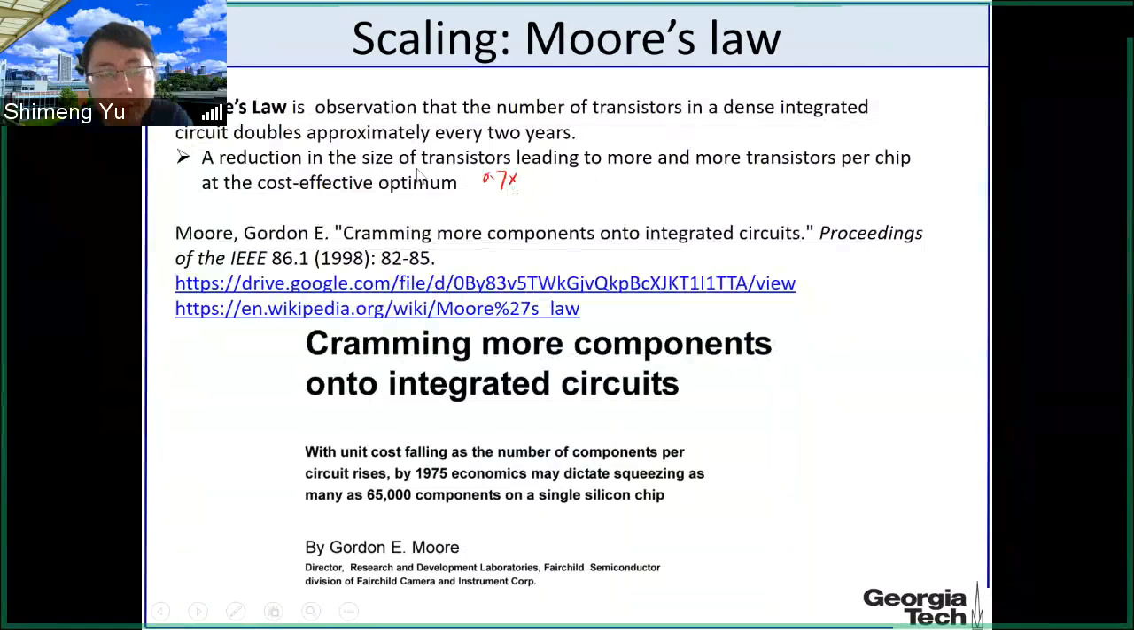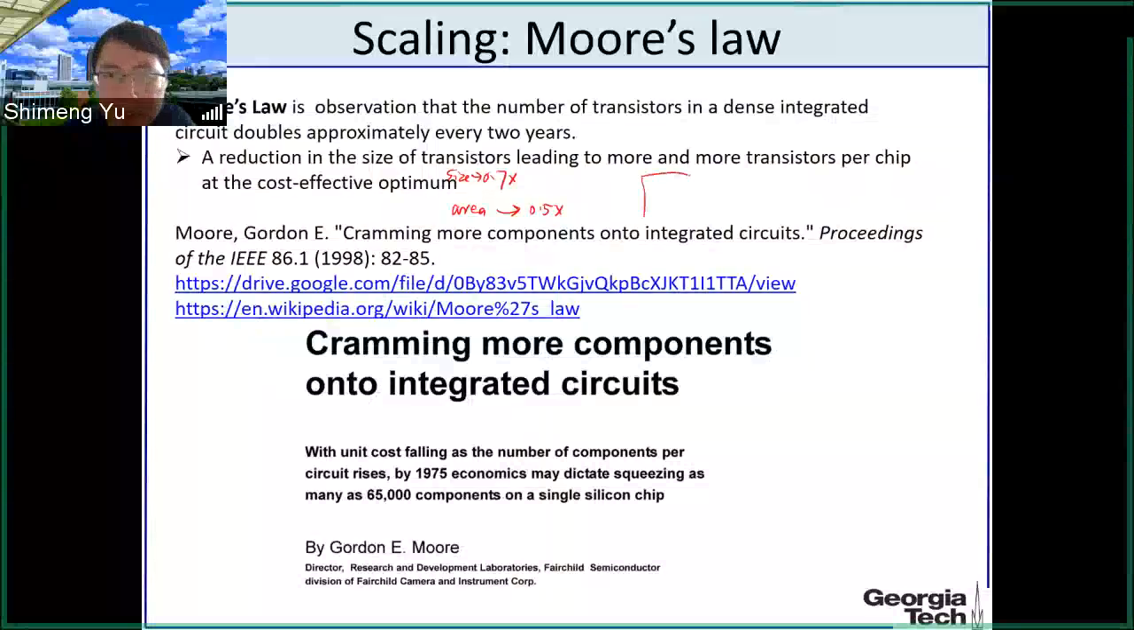So the size is like one side, like the L or the W of the transistor. Then it's 0.7x. Then the area of the transistor will be 0.5x. So if the size scales by 0.7, then the area will be 0.5x from generation to generation. The reason is that if the side is 0.7 by 0.7, then the area will become 0.5x. 0.7 by 0.7 is 0.49, so it's roughly 0.5x from generation to generation.